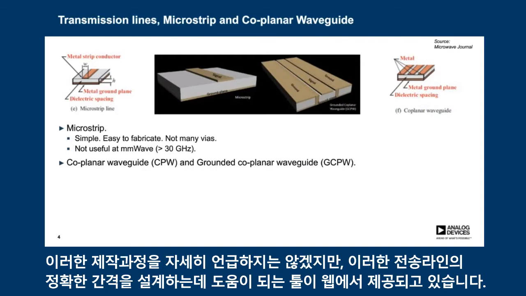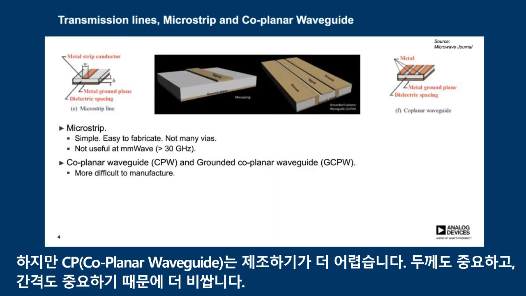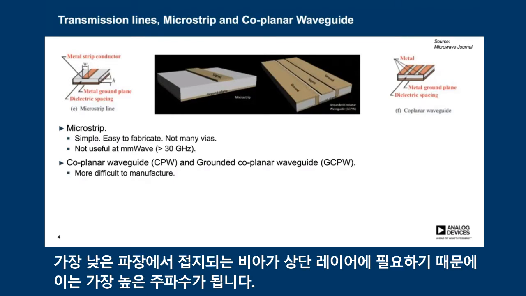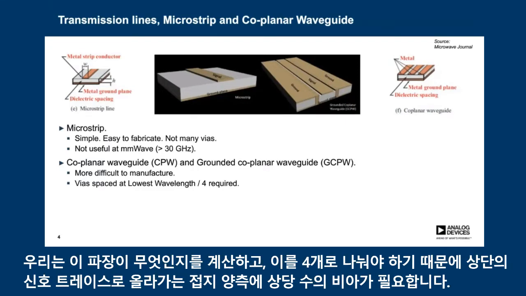We won't dig into the fabrication of these, but there are tools on the web to help actually design the correct spacings of these transmission lines. However, coplanar waveguide is more difficult to manufacture. The thicknesses are more critical and the gaps are more critical, so it is more expensive. We need vias on the top layer to a ground at the lowest wavelength, so that would be the highest frequency. We calculate what the wavelength is for that and divide that by 4. So there tends to be a need for quite a number of vias on either side of the ground coming up to that signal trace on top.